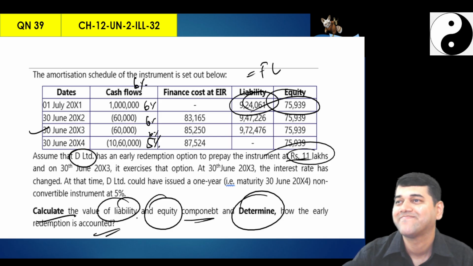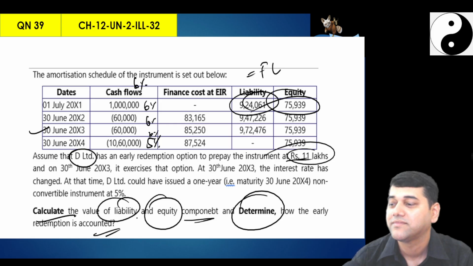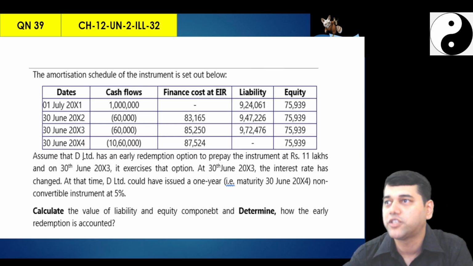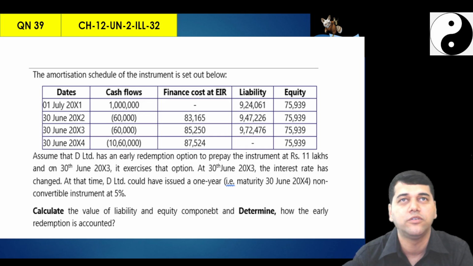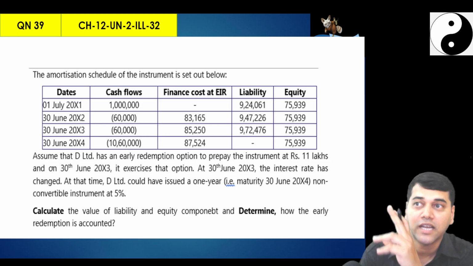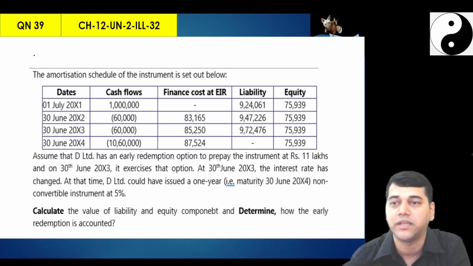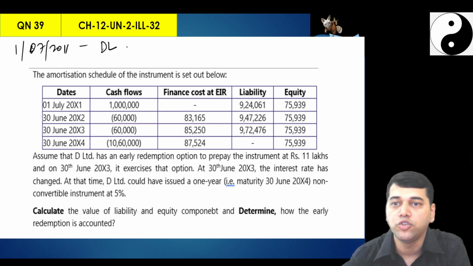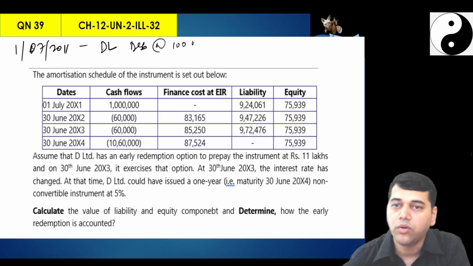Yes? Now tell me. Which part? Okay. First of all, on day one, I will tell you the story now, because generally we are used to starting from the beginning, from our childhood. They didn't start the story from the beginning. I will start the story from the beginning. On 1st of July 2011, this company, D Limited, issued one debenture of 10 lakh rupees at 6% every year.